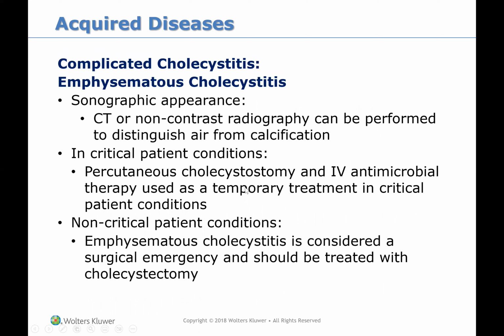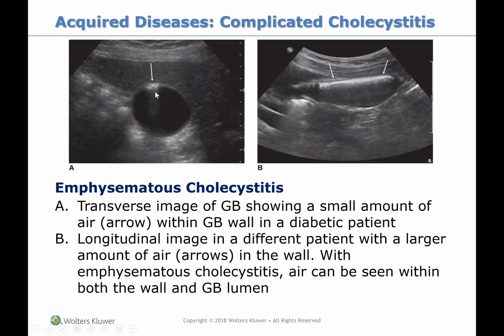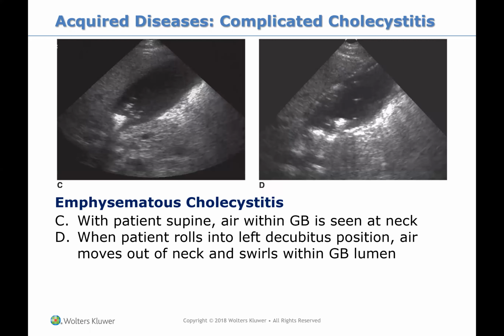In critical patients, percutaneous cholecystostomy and IV antimicrobial therapy are used as temporary treatment where they can't get their gallbladder out. Here's some air. This is what air looks like. Patient supine. This is what air looks like. Sometimes you'll see air in the uterus too, in the endometrium. So that's what air looks like. It almost looks like a stone.